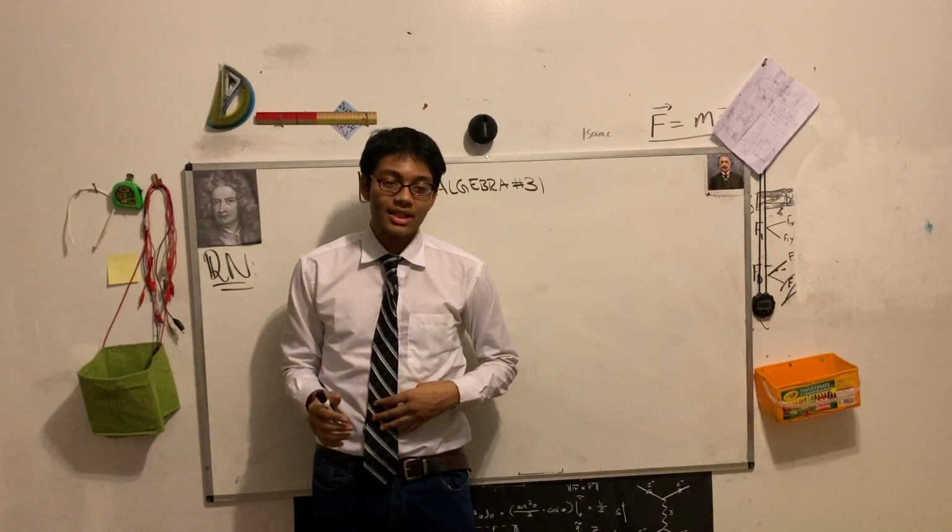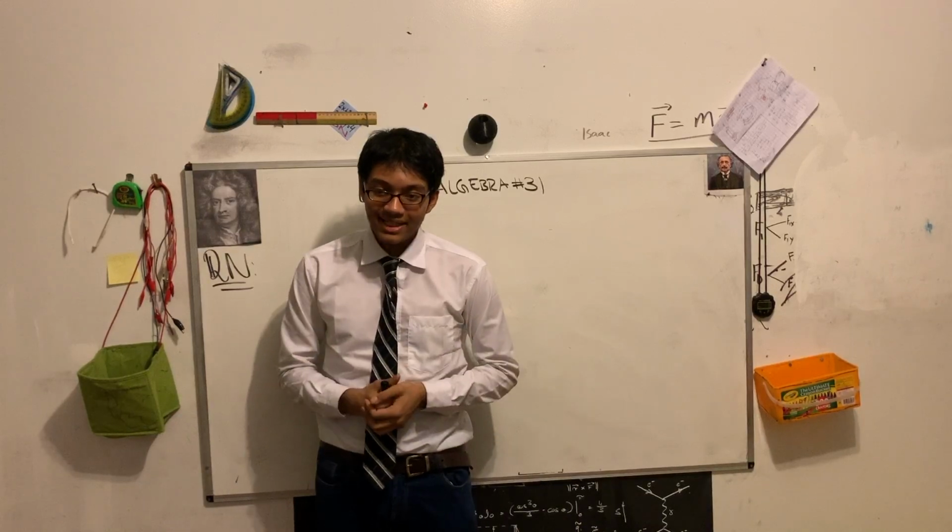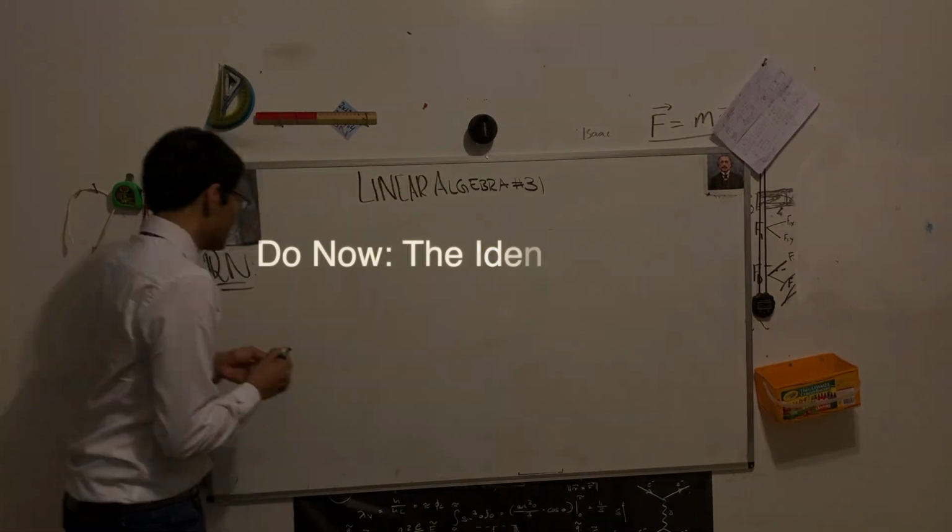Today what we're going to be looking at is really nice. We're looking at something called identity property. So let's get started, okay?